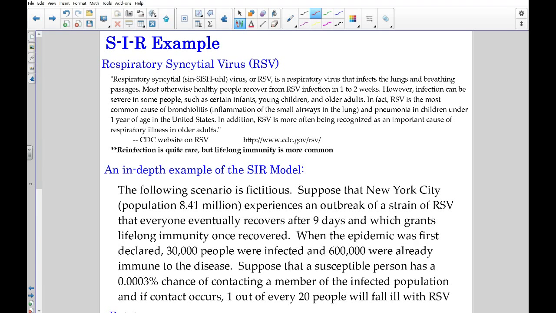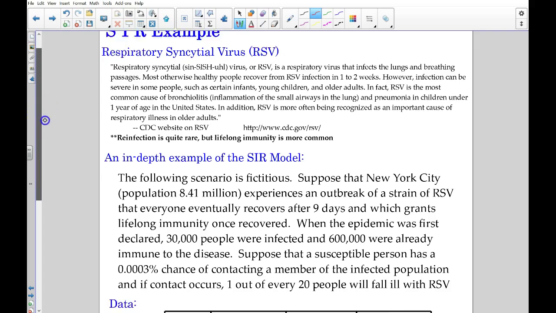This video is going to walk through an example using the SIR model. The disease that we are going to focus on for this example is called the respiratory syncytial virus. You can see the description from the CDC website there. I'll let you pause the video and read it on your own if you prefer.